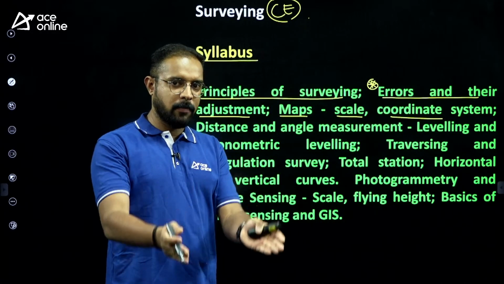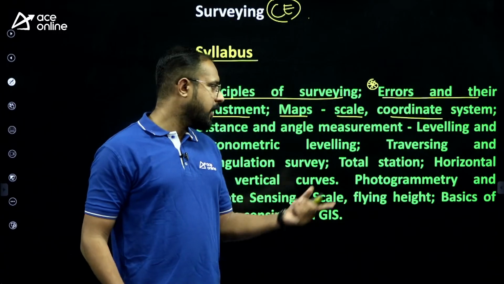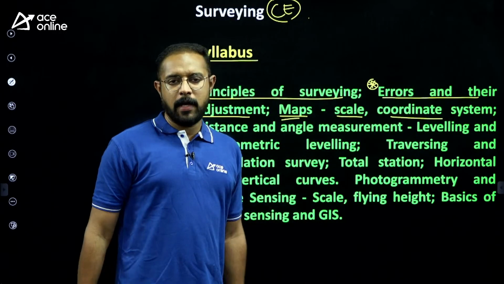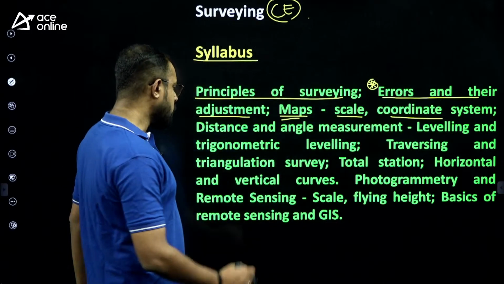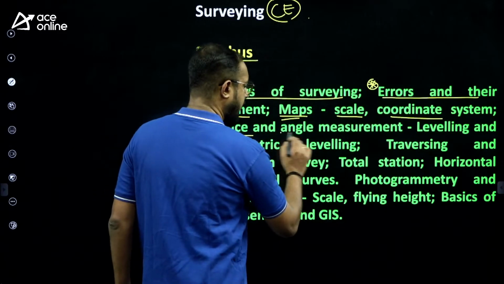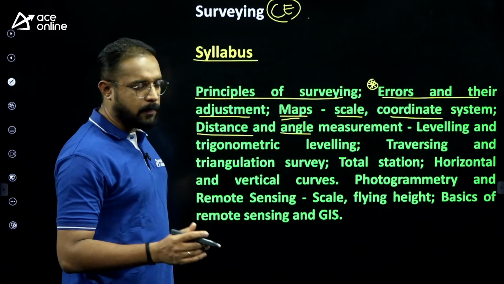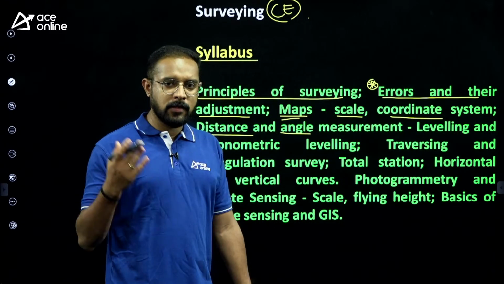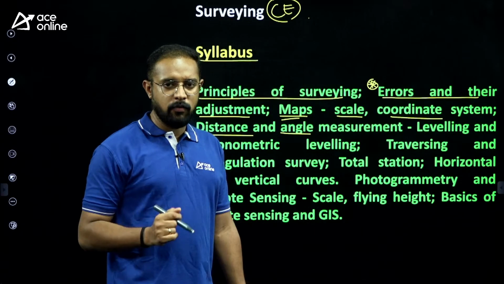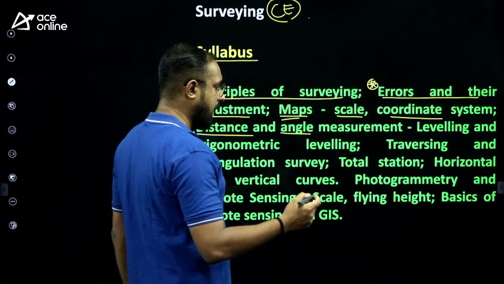Surveying is basically measurement of the Earth's surface, but finally the objective of surveying is to prepare maps and plans. So how do you plot this? That is what the coordinate system is. Followed by distance and angle measurements. Distance measurements means basically vertical distance and horizontal distance. Angle measurements means basically horizontal angle and vertical angle. I'll come back to that point a little later.